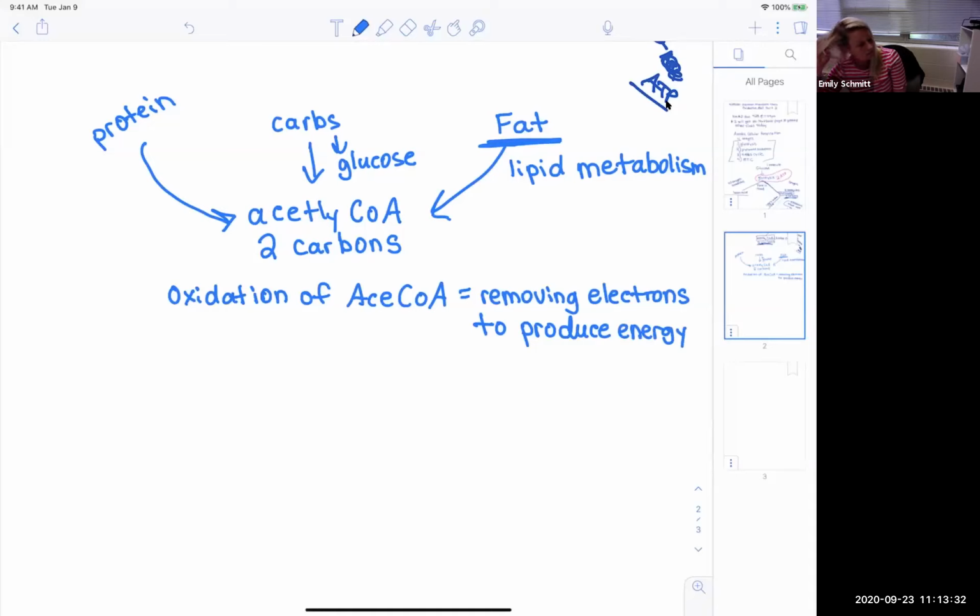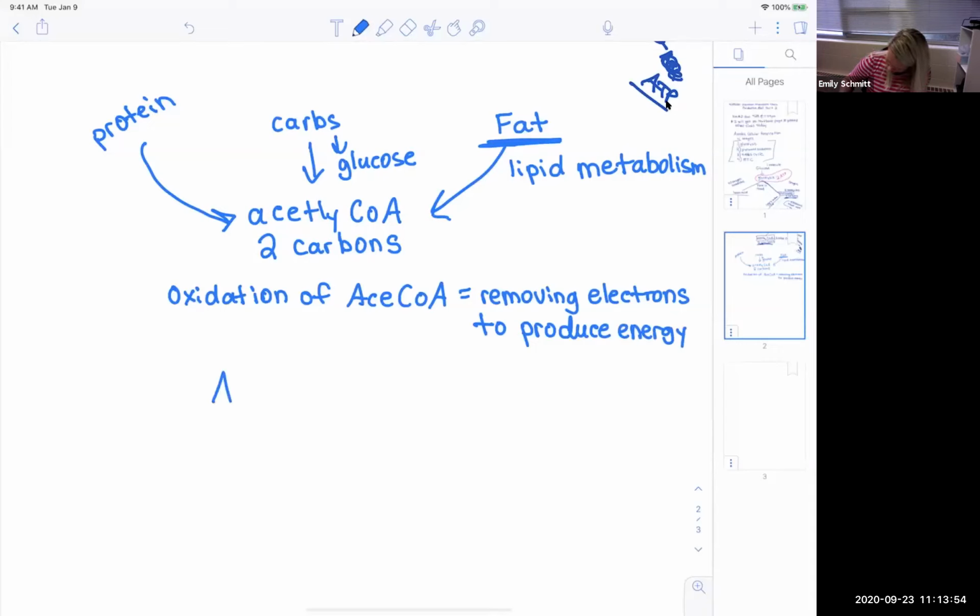So we know that the Krebs cycle is a series of 8 chemical reactions. We know that our goal is to produce ATP, also NAD and FAD to transfer our electrons and the associated hydrogens to the electron transport chain.